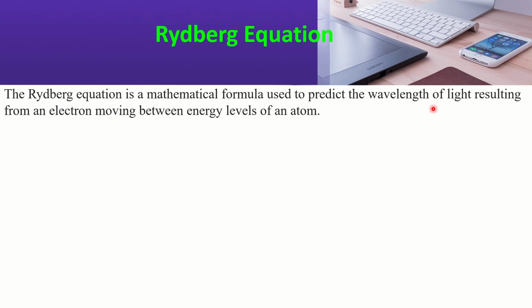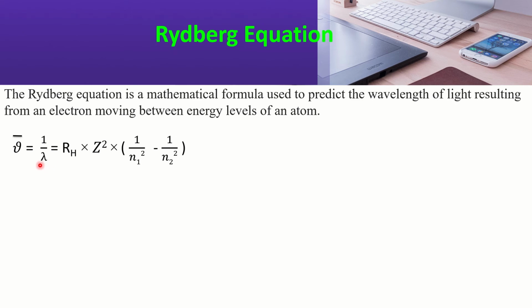The Rydberg equation is a mathematical formula used to predict the wavelength of light resulting from an electron moving between energy levels of an atom. The equation is nu bar equal 1 by lambda equal RH into Z square into 1 by N1 square minus 1 by N2 square. Dear students, here nu bar is the wave number and lambda is wavelength.